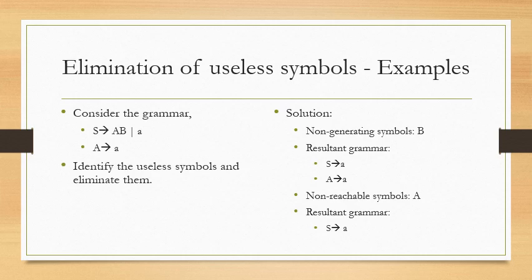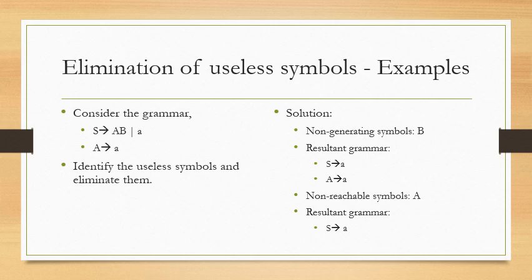You can see this example. S determines AB or A, and A determines a. For useless symbols, first you have to identify the non-generating ones. S is generating. Generating means those non-terminals that yield a collection of terminals alone. S determines A, and a is a terminal, so S is generating. What about A? A determines small a, which is a terminal, so A is also generating. You don't have any rules for B, so therefore B is not generating.